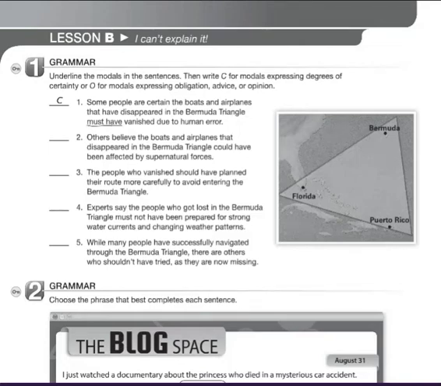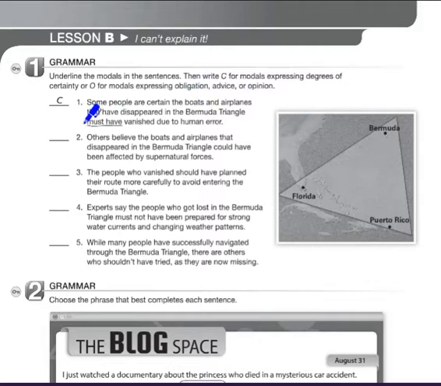Hello everyone, so we are gonna start our section Workbook 2. So the instruction says, for the ones who have the book, underline the modals in the sentences, then write C for modals expressing degrees of certainty or O for modals expressing obligation, advice, or opinion. We can identify first which are the modals. We're gonna try to identify them.